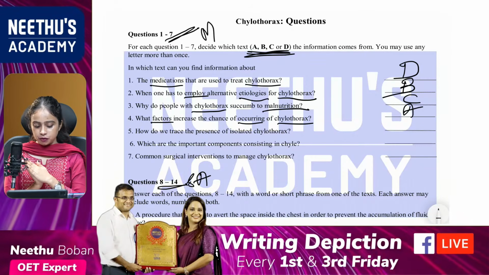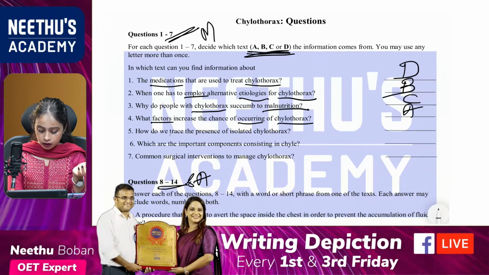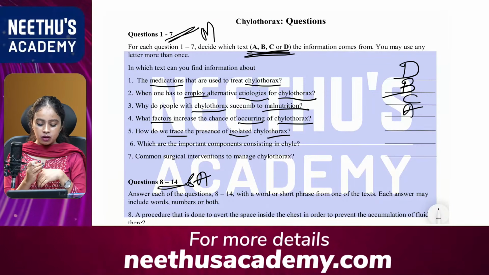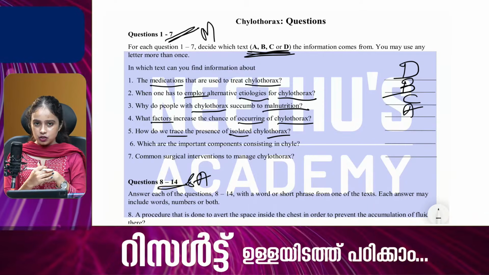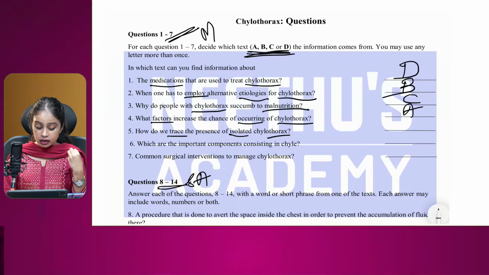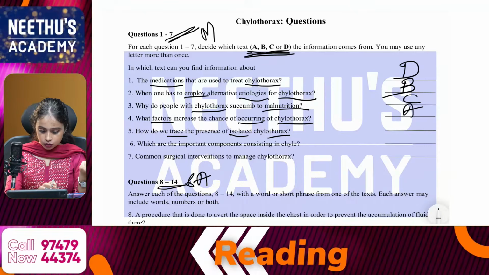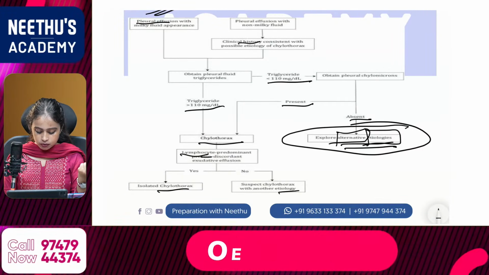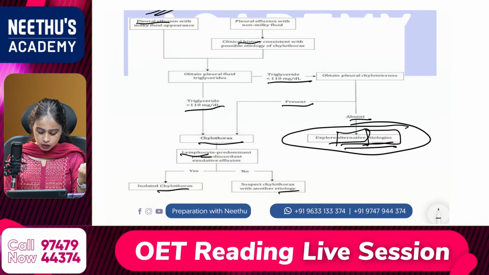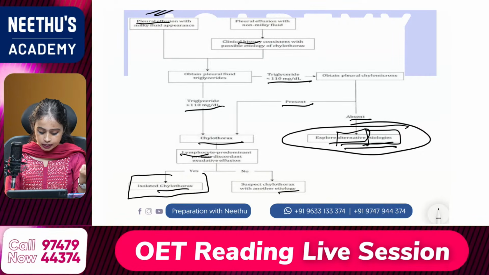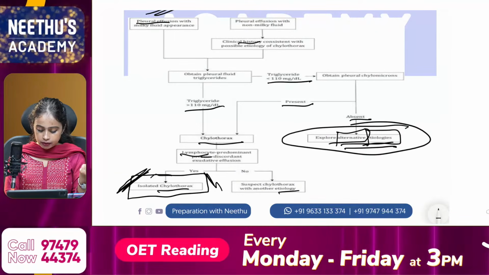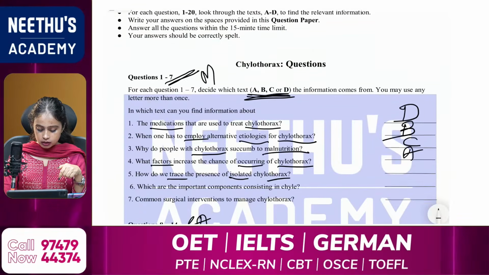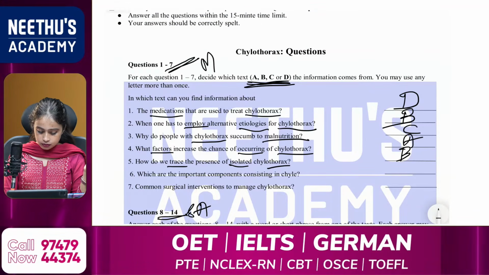Then we jump to the fifth question: how do we trace the presence of isolated CK? My keywords: isolated, trace and CK. So what is your answer? How do we understand this? That is through understanding the procedures, which is from text B. As you can see here, isolated CK. This is the procedure, the method, which is all about this diagram. So the answer should be from text B.